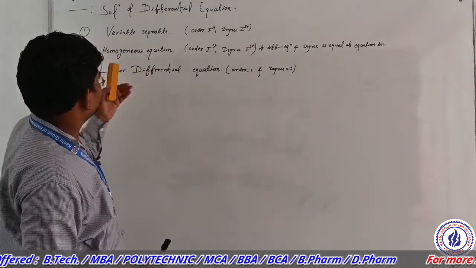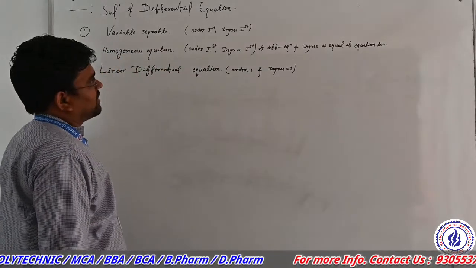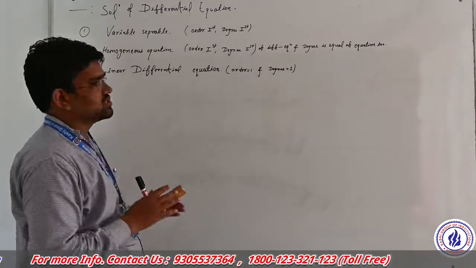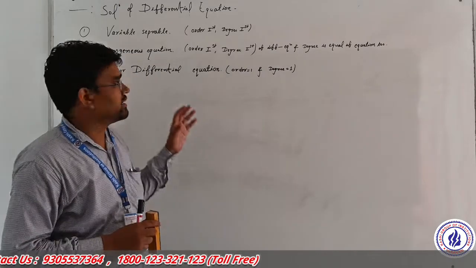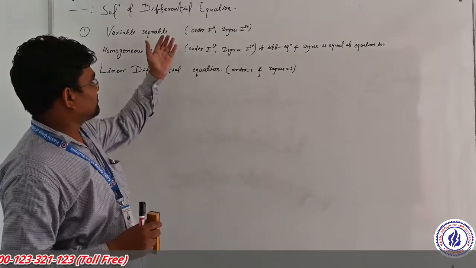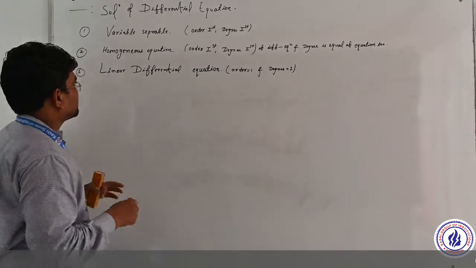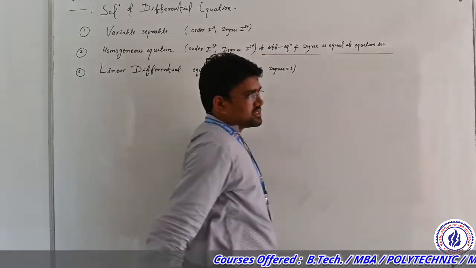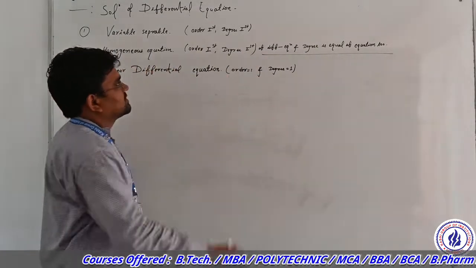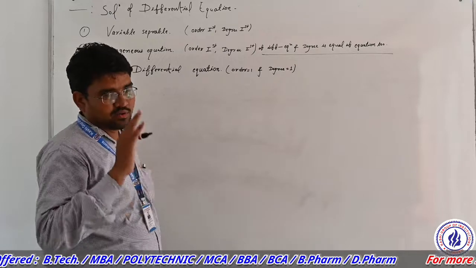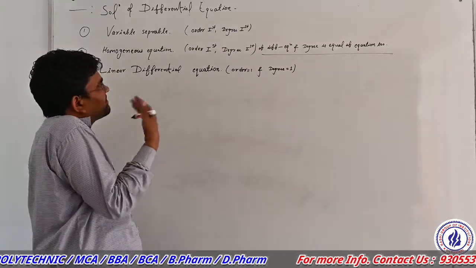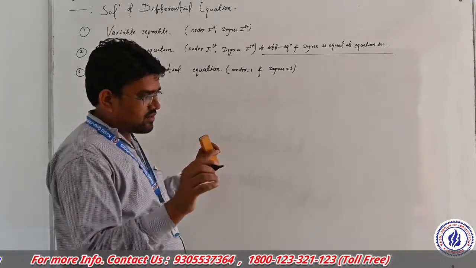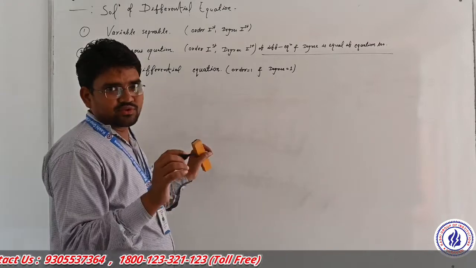This is the same as the previous one in variable separable also: order first, degree first. So what is the contradiction between variable separable and homogeneous? Here is the major difference, because both have the same criteria, but there is something different. It means that in a homogeneous equation the degree will be the same, for a curve type equation or any linear equation you have.